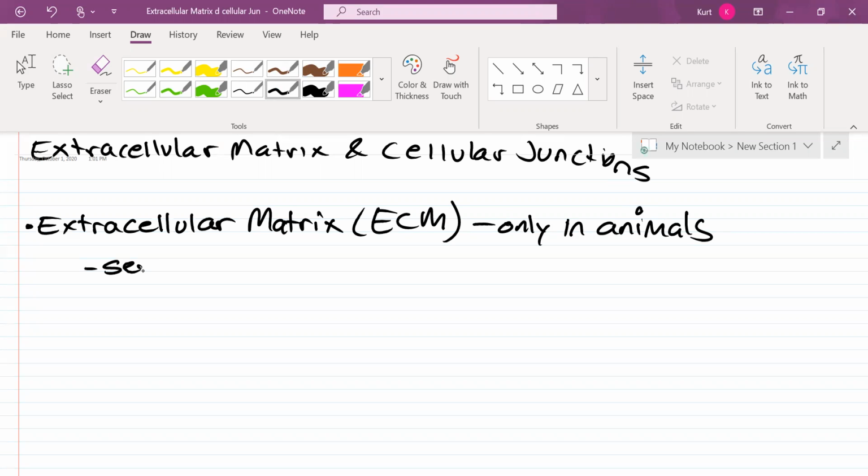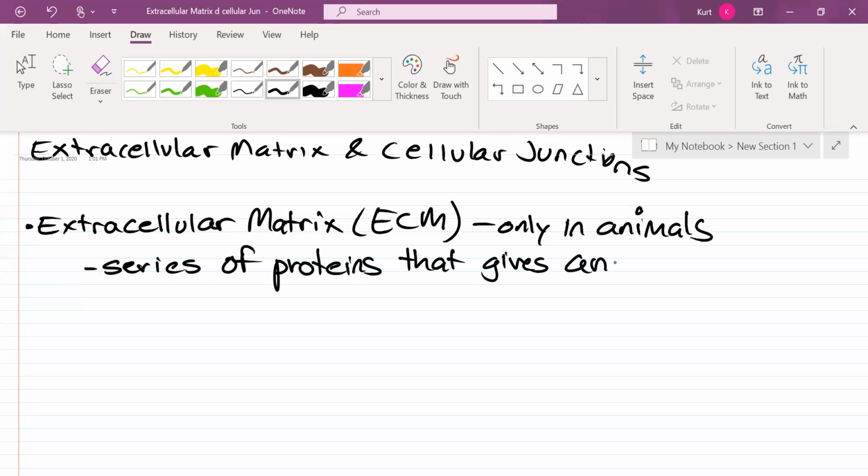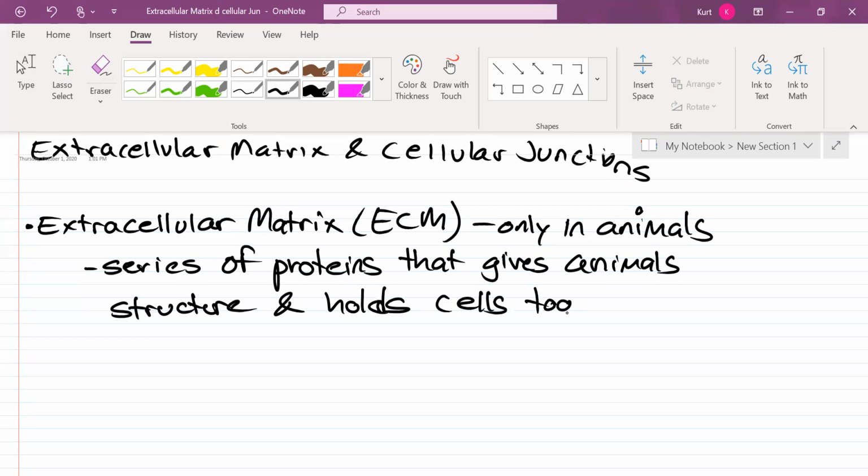This is a series of proteins, a series of proteins that gives animals structure and holds cells together.